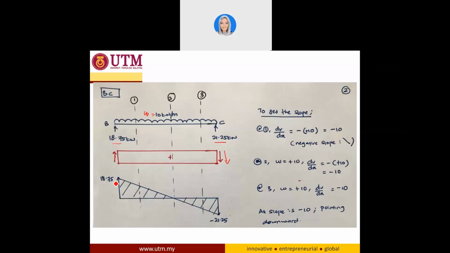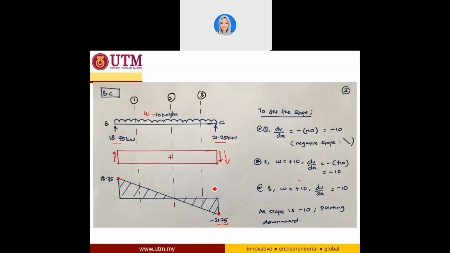So this is why positive 18.75, we put it at the corner over here. And this one, going down is supposed to be positive, but here the arrow is going up, so you have a negative 21.25. This is why we put it negative 21.25, because the arrow is different. How do you connect these two members?